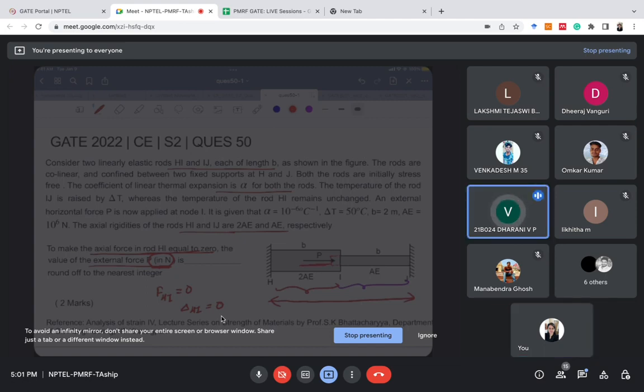The change in length of HI is equal to 0. The P is acting on HI, no, ma'am? P is acting in the joint. In the joint which is connecting, it's acting at the I location. So both HI and IJ are connected, so P is acting in the joint. Okay, ma'am. In that I location, we have to take 2 AE or AE, ma'am, equating strain to 0.